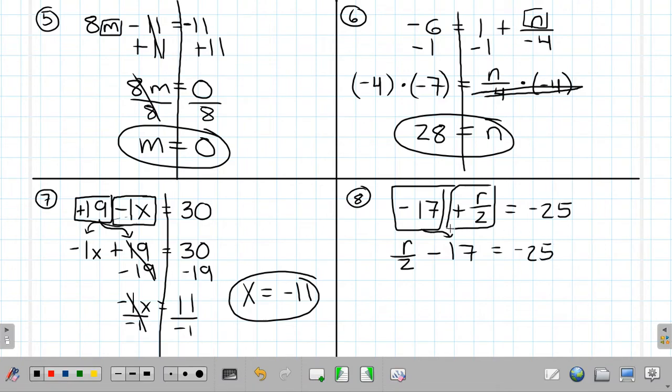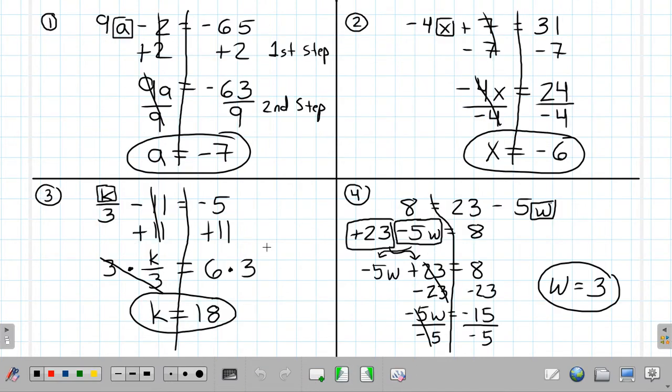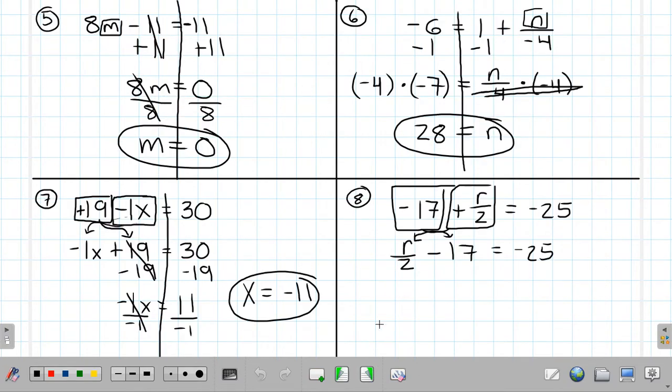Once again, all I did here was flip the terms around so that this now looks like what we did with number 3. We have the variable over a number minus another number equals yet another number. So r divided by 2 minus 17. Okay, so we would do r divided by 2 first. Then we would subtract 17. That means my first step here needs to be to add 17.